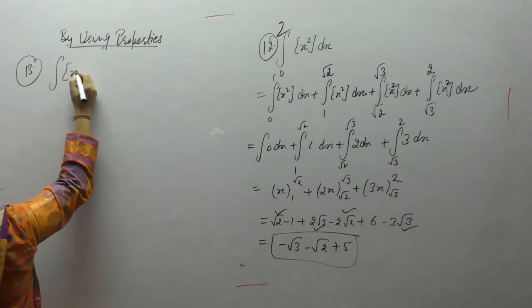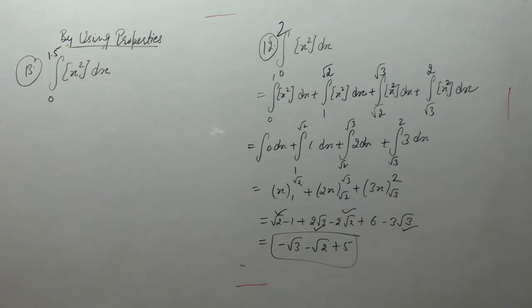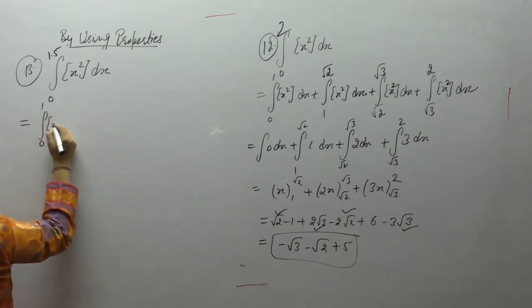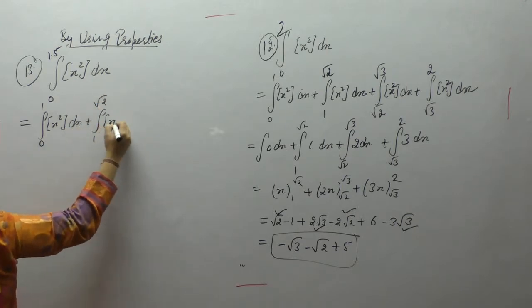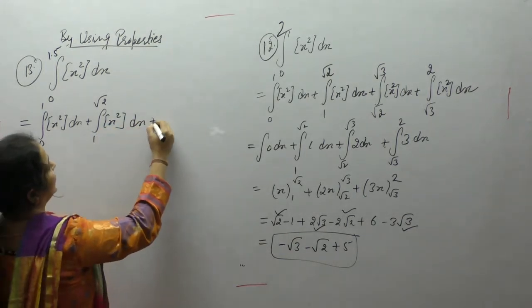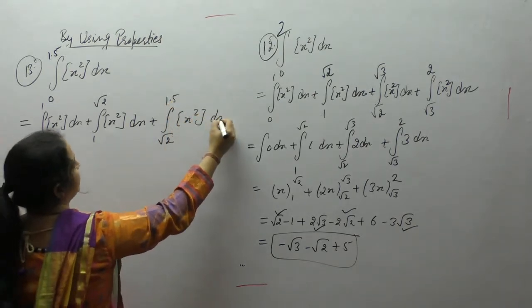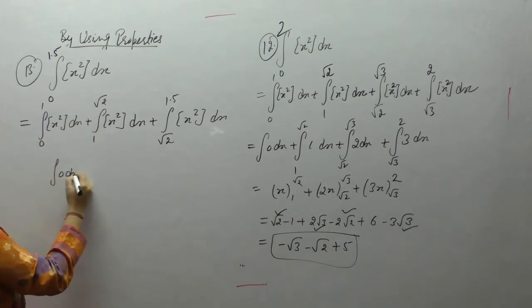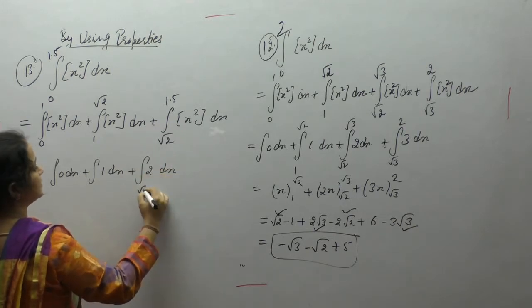Next is integral of greatest integer x square, limit goes to 0 to 1.5. So first interval 0 to 1, then 1 to square root of 2. Square root of 2 is 1.414, and next one is square root of 2 to 1.5. 0 square is 0, 1 dx and 2 dx.